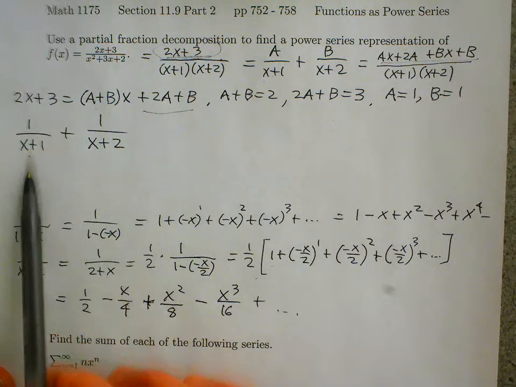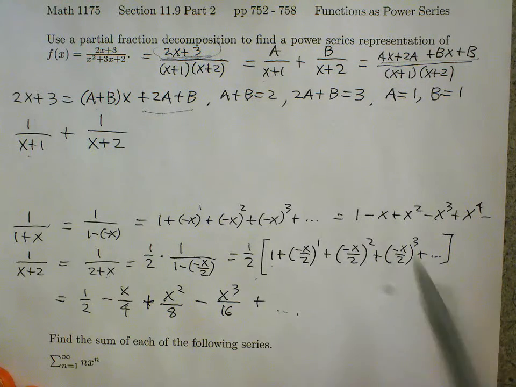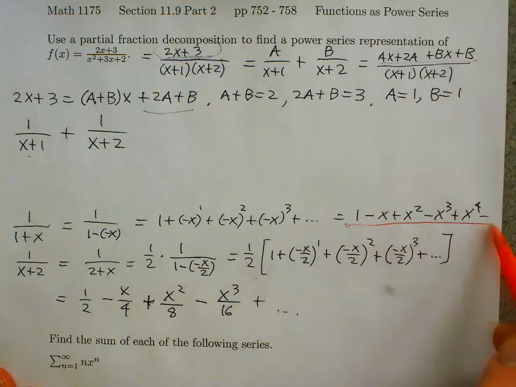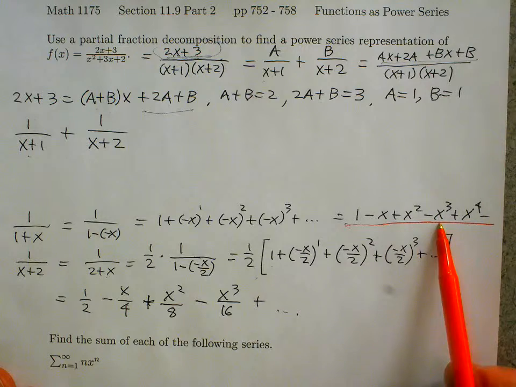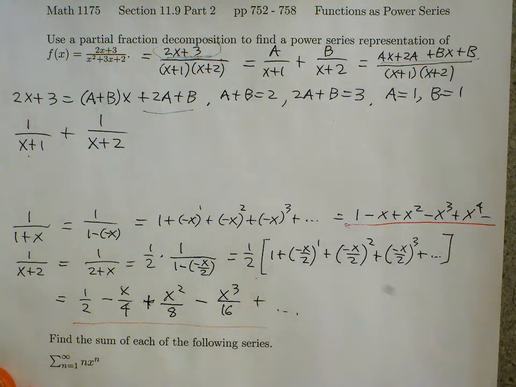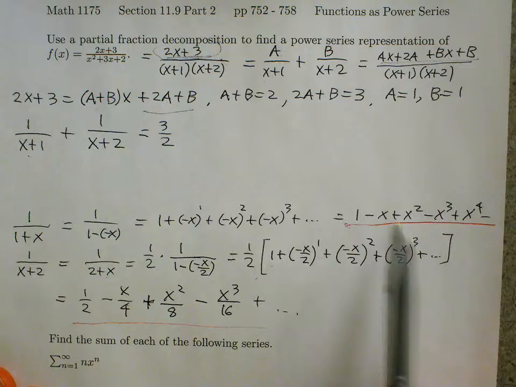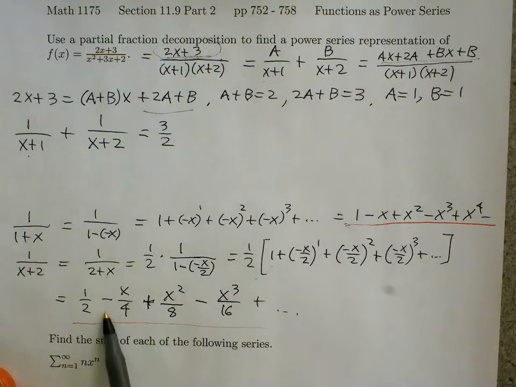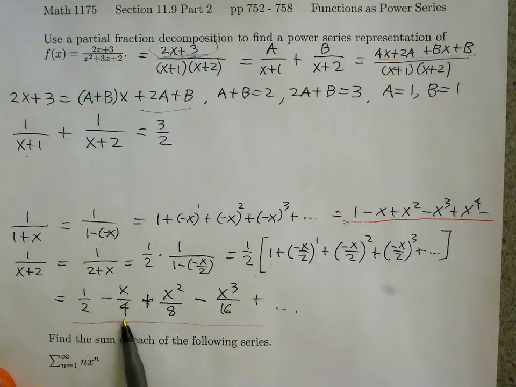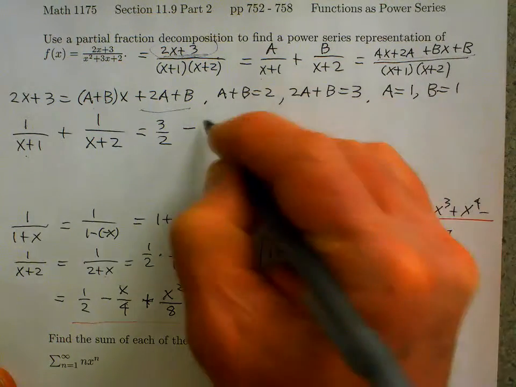Okay, so 1 over x plus 1 plus 1 over x plus 2 is the sum of 1 minus x plus x squared, and so on. And this one, 1/2 minus x over 4. So we can add these terms by combining like terms. 1 plus 1/2 is 3/2. Each of those two expansions subtract the x term. So minus x minus x over 4 is minus 5x over 4.